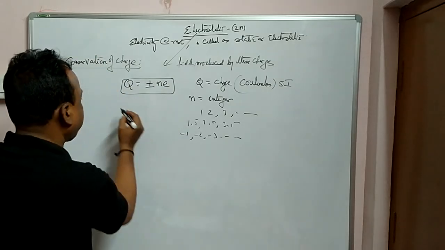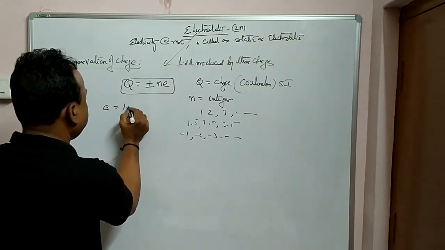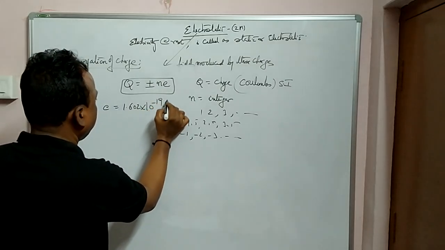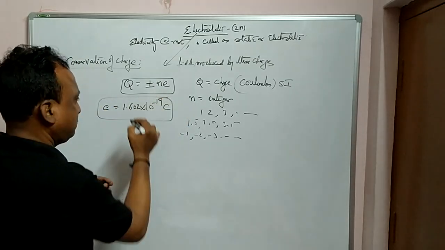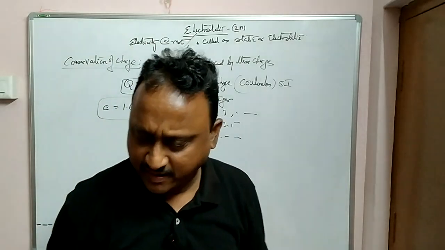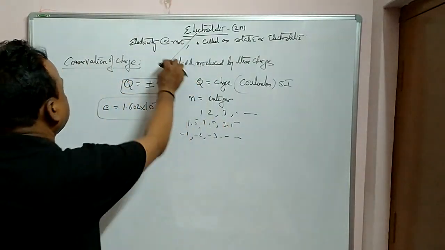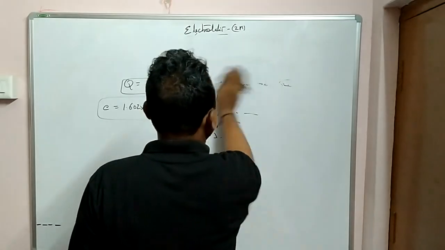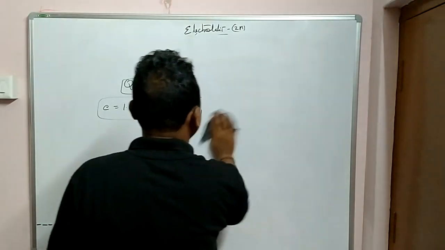And e is the charge of an electron, 1.602 into 10 to the power -19 coulombs. That is the standard value we will be using in numericals. Clear? So that is about the conservation of charge.